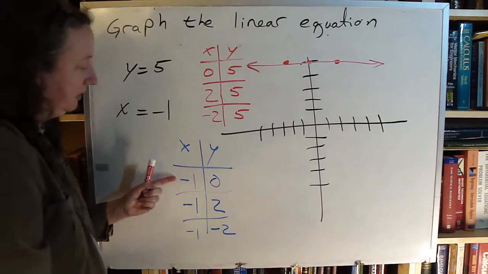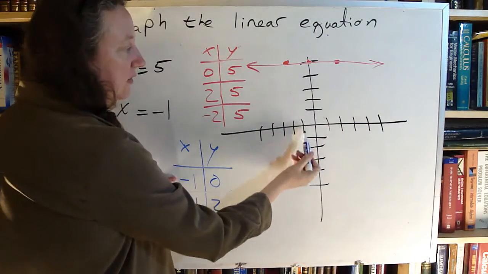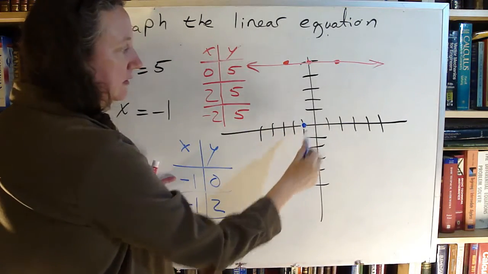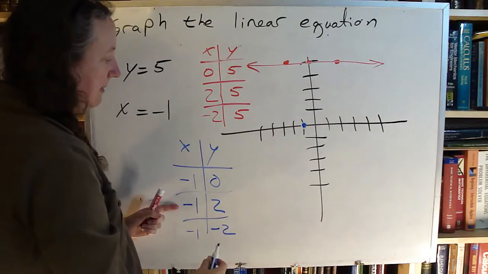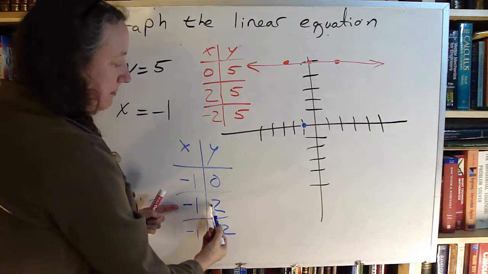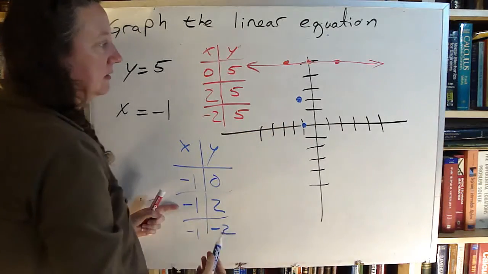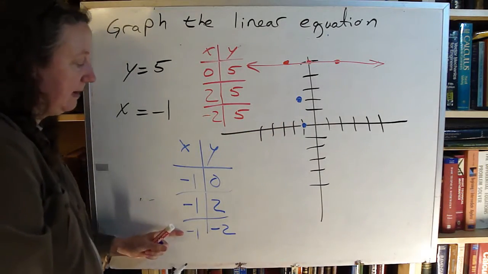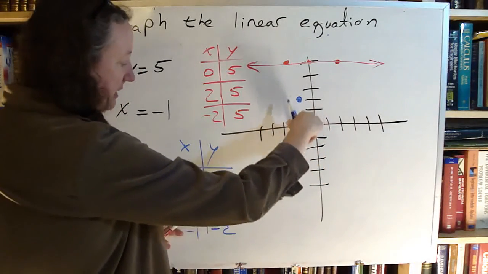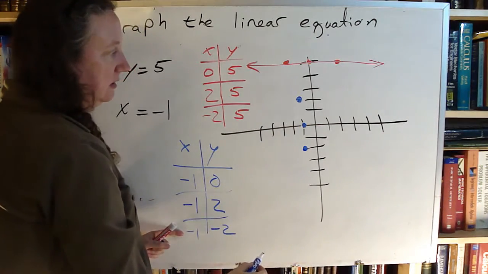So now graphing the points, negative 1, 0. So negative 1 in the x direction and 0 in the y direction puts that first dot right here. Negative 1, 2. Negative 1 in the x direction and go up 2 in the y direction. Put my dot in. Negative 1, negative 2. So negative 1 in the x direction and down 2, because it's negative, in the y direction, and put my dot.